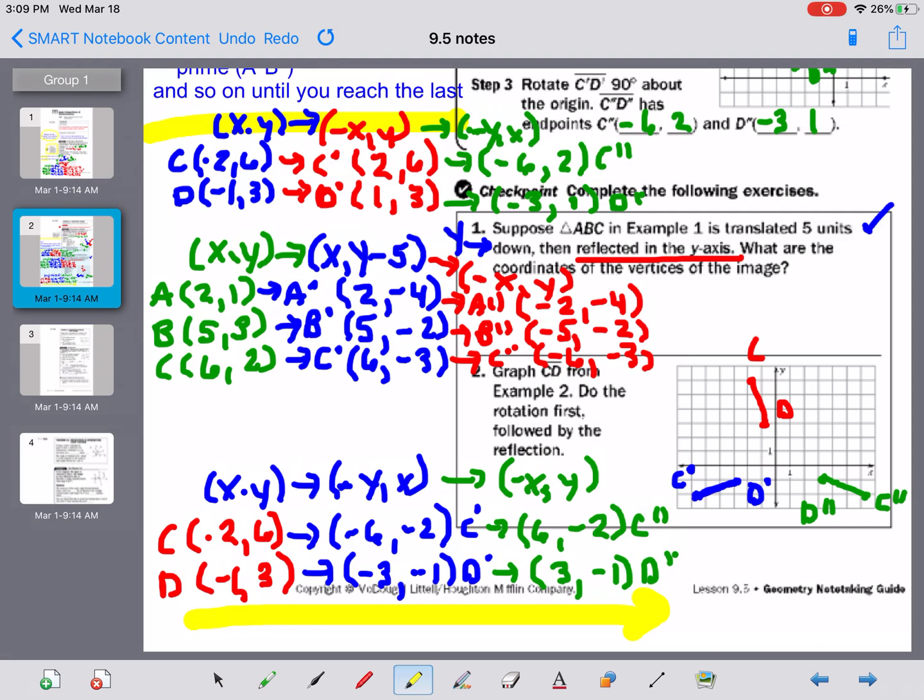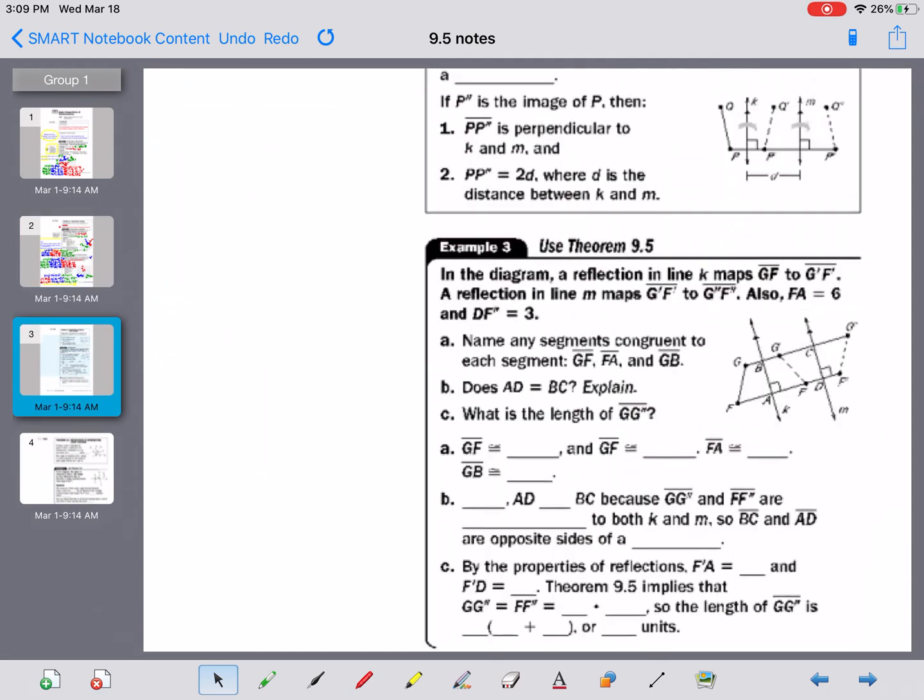Let's move on to page 2, I'm sorry, page 3. So we start page 3 with a theorem up at the top.